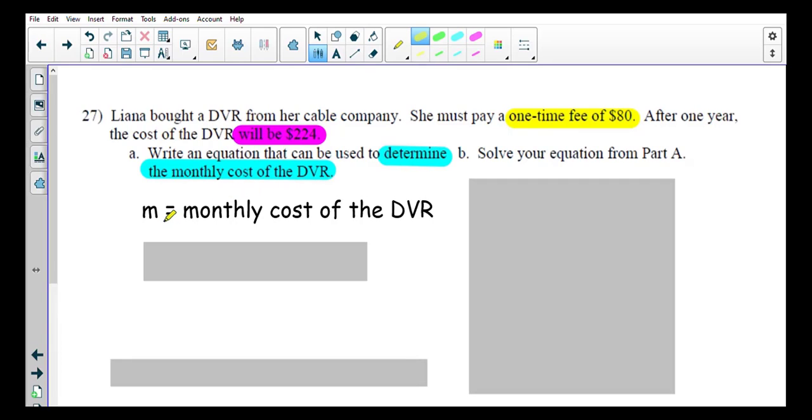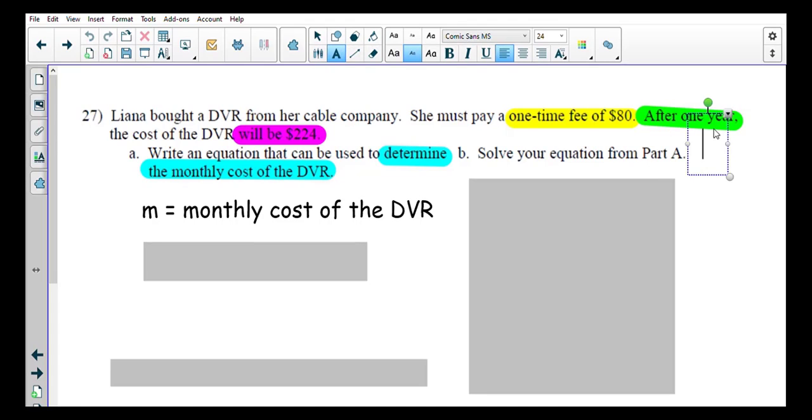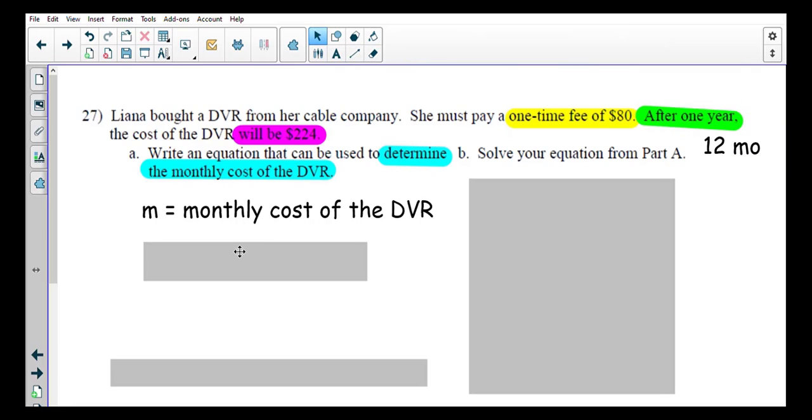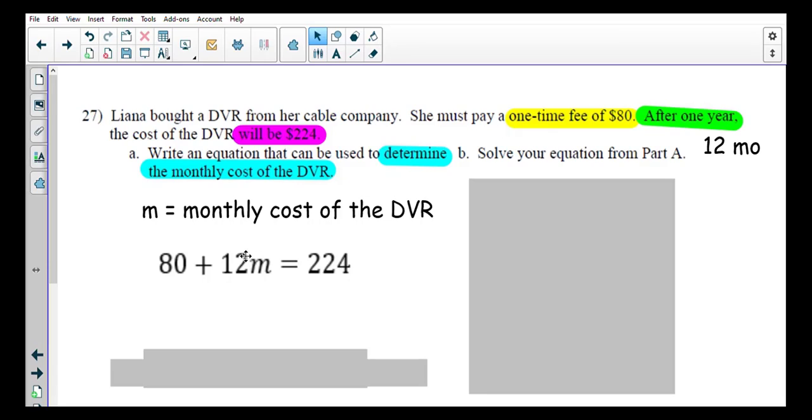And if M represents the monthly cost, there's a number that's not given in this question we need to use. Hopefully you recognize it as the number 12 because if we're talking about 1 year, I'm going to highlight this in green. That's a period of 12 months, right? So we've got to use the number 12. I'm going to put MO for months. So we can write this as 12M for 12 months times the M, the monthly cost of the DVR. Add on our 80, which is our one-time fee, and set that equal to 224. So 80 plus 12M or 12M plus 80 equals 224. Again, the 12 is the number of months in a year since M represents the monthly cost.